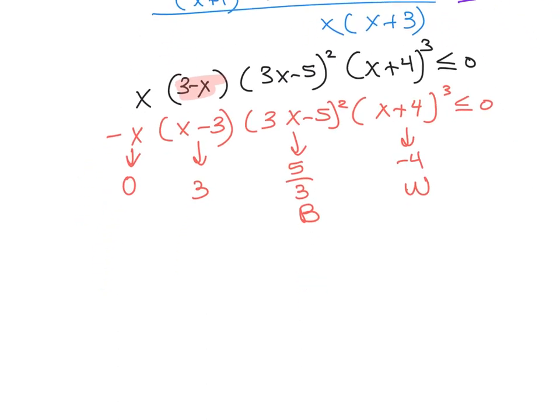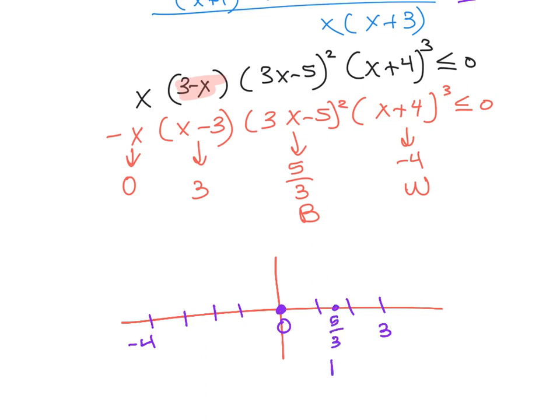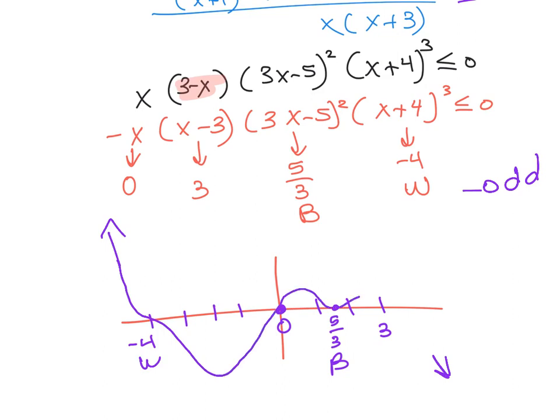So let's go ahead and mark the x-intercepts on my graph. So I have negative 4, 0, 3, and then 5 over 3 where it's going to bounce. Now I need to know what the end behavior is. So it's going to be negative, and 1, 2, 3, 4, 5, 6, 7, so it's going to be negative odd. That means it's going to start up and then end down. It's going to be an up-down function. Remember, wiggle over here. So you're going to wiggle at negative 4, go through this, bounce, and then go through 3.